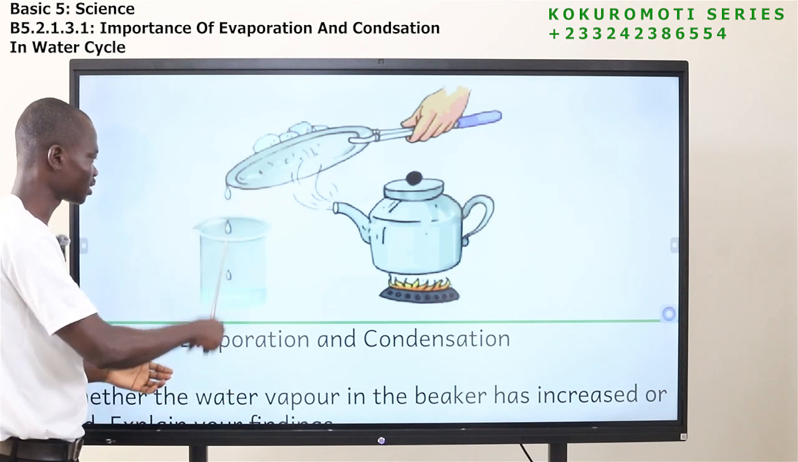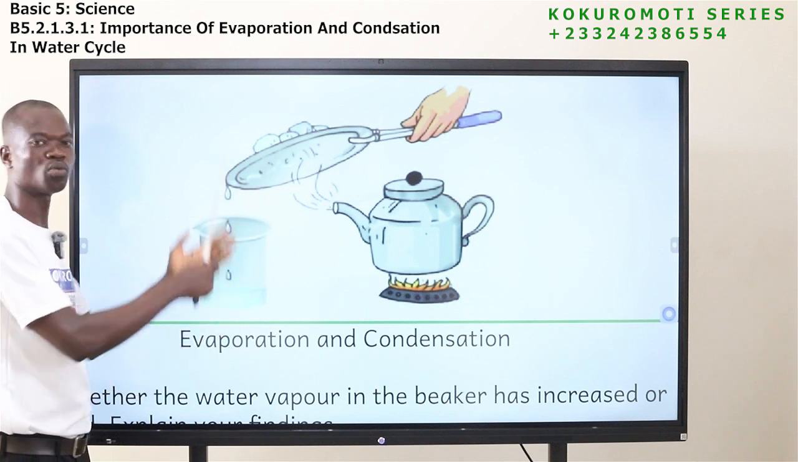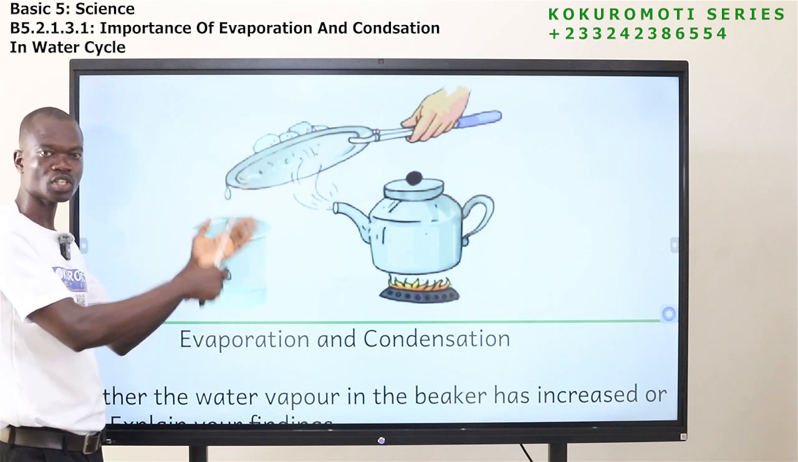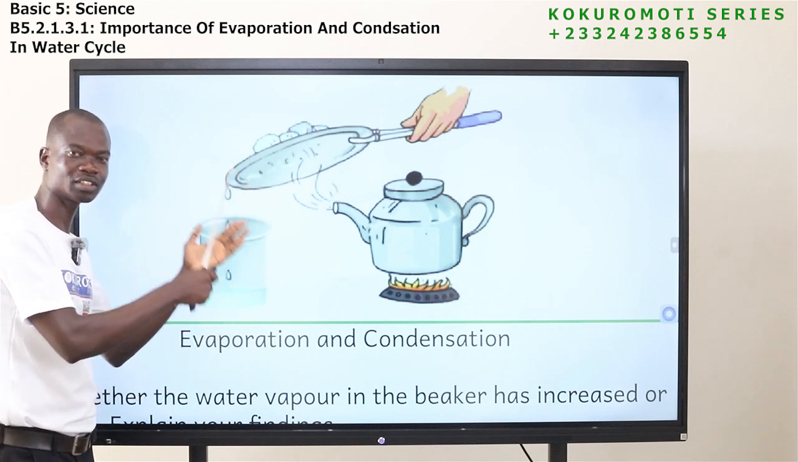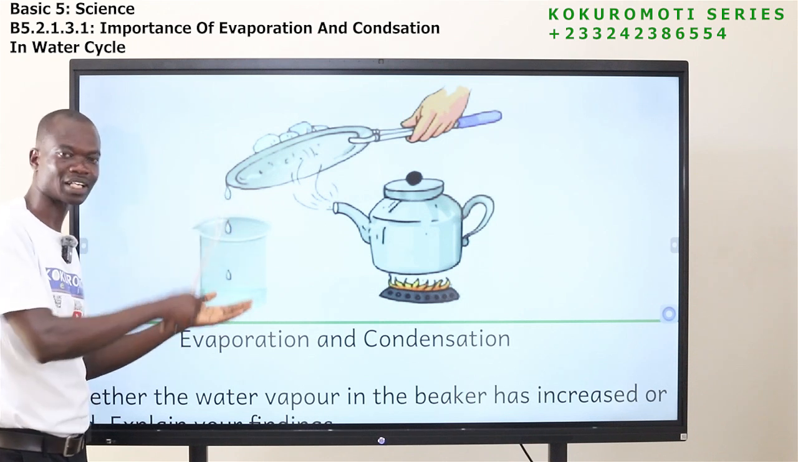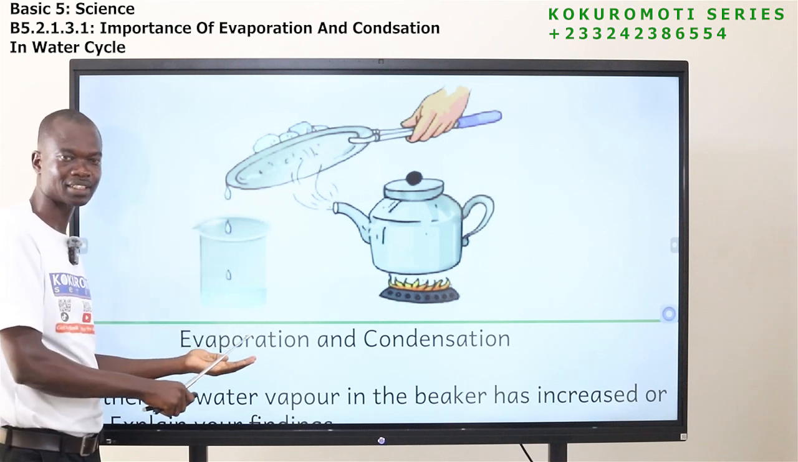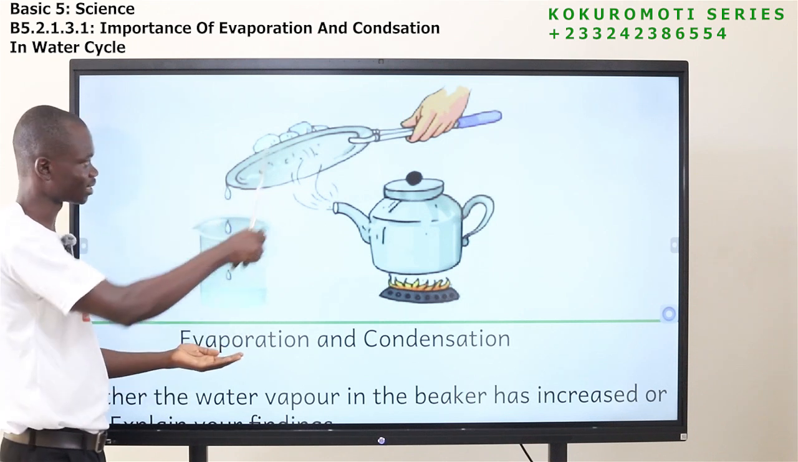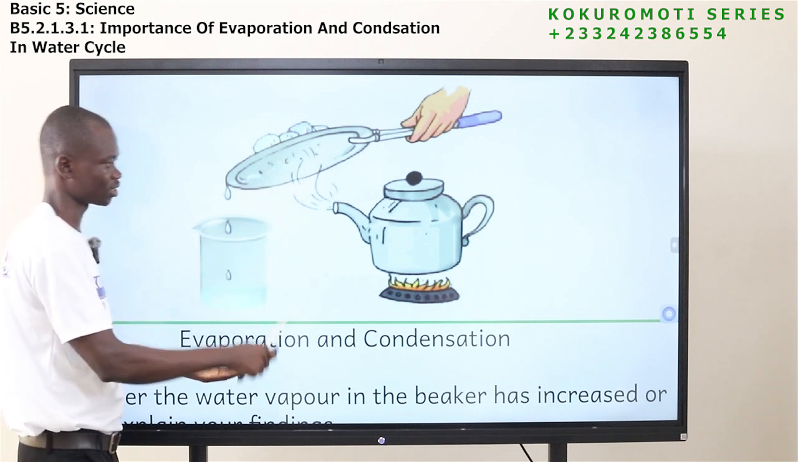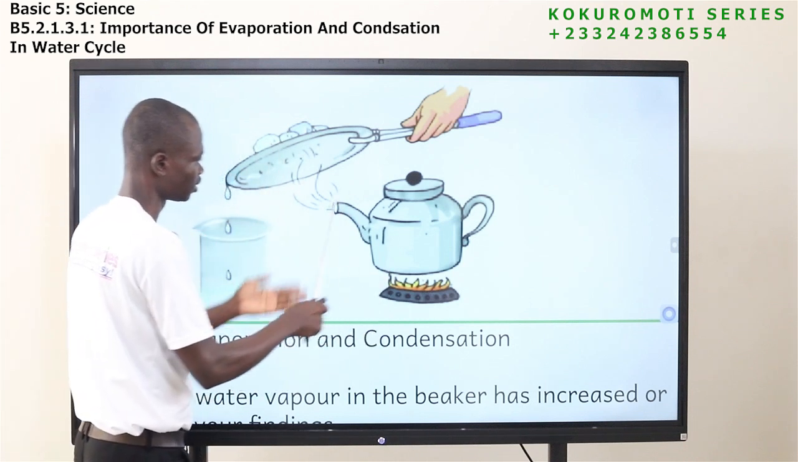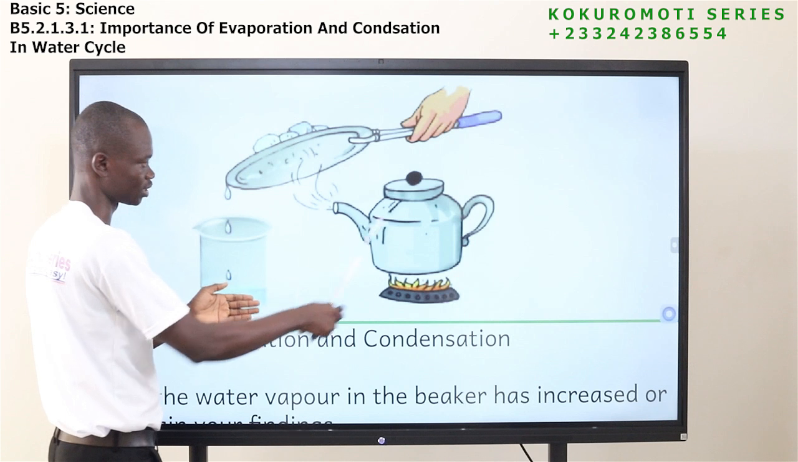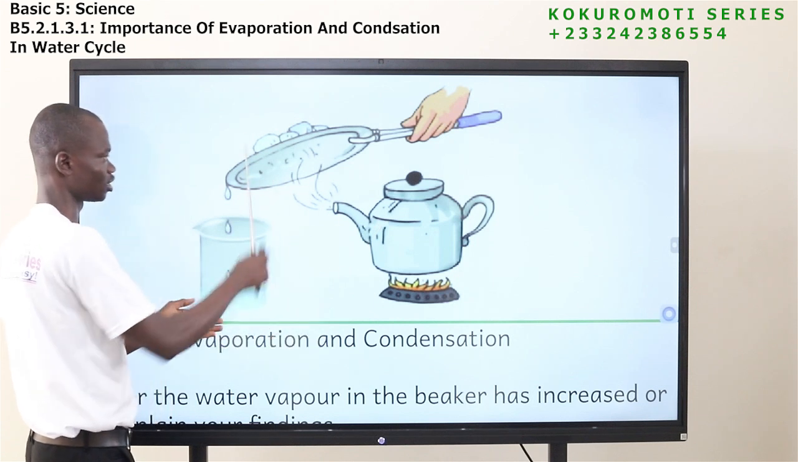So precipitation, this is precipitation. That is when liquid or solid substance or frozen water is falling from the clouds to the earth. So this is precipitation. What is happening here is condensation, and what is going on here is what? Evaporation. This is evaporation, condensation.